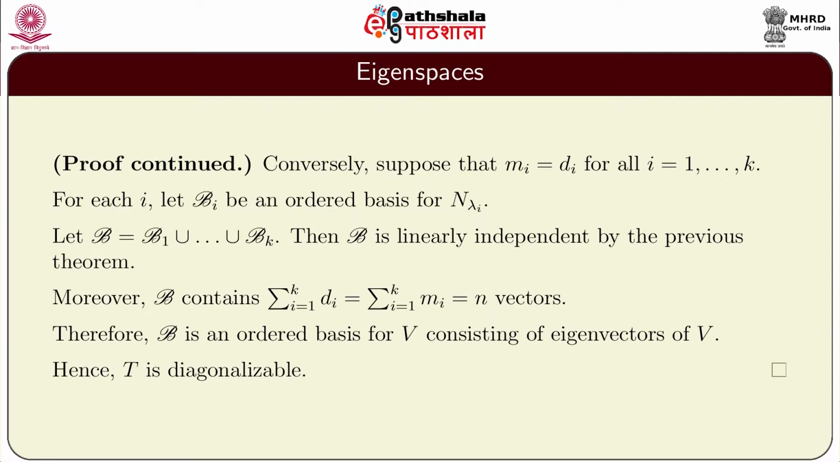But the number of elements in the set B is the summation over i of Di, which is the summation over i of Mi, because we know that Mi is equal to Di, and the summation of Mi over i is nothing but n. Therefore, B is a linearly independent set with n vectors, and therefore B is an ordered basis for the vector space V. And the elements of B are nothing but eigenvectors of T, hence T is diagonalizable.